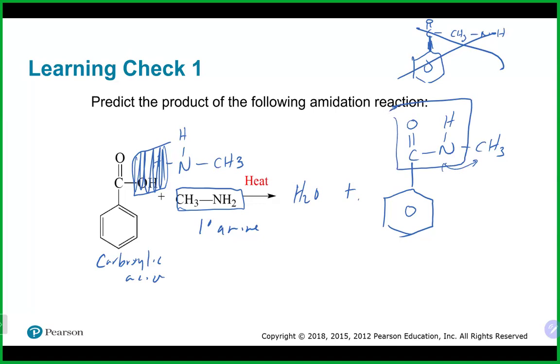So whenever you're drawing or making one of these, it has to have that carbon-oxygen double bond, and that carbon then needs to be attached directly to the nitrogen in order to be an amide bond. So it definitely has to go on the bottom there. Yeah. Other questions?